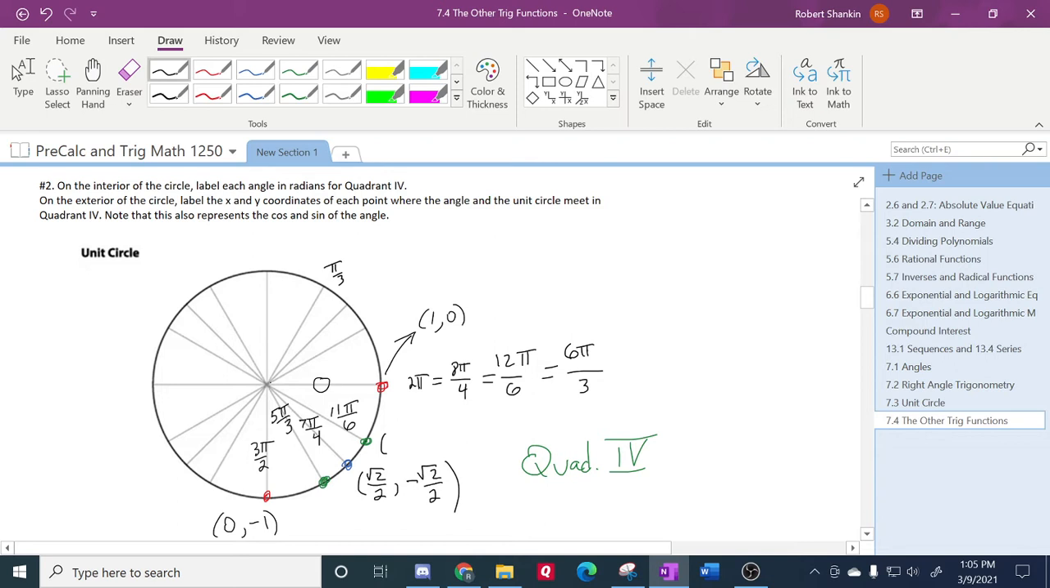But I've got to make sure I don't mix these up. Well, look, I go more to the right, and then I go down less. So the bigger number has to be the x-coordinate, smaller number the y-coordinate.